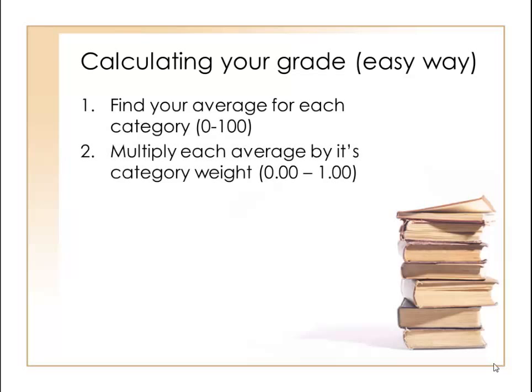Next, you're going to multiply each category mean by its category weight. We'll see an example of this in a moment. For readability, I always compute my category means as a number between 0 and 100, and my category weights as a decimal between 0 and 1. So if I have a 75 average in homework, and homework is worth 25% of my grade, I would multiply 75 times 0.25.